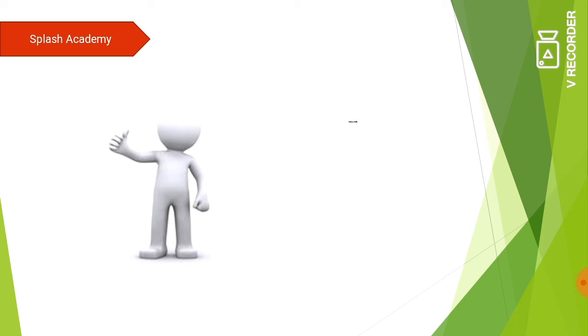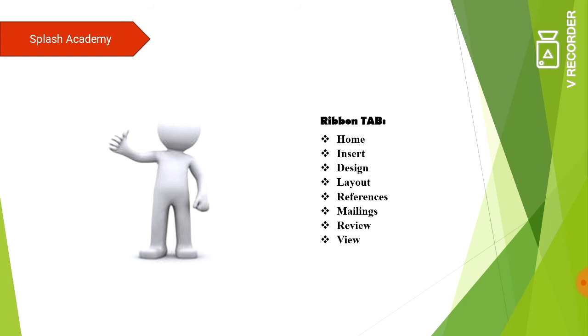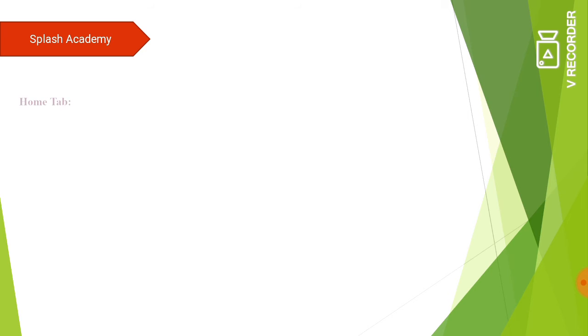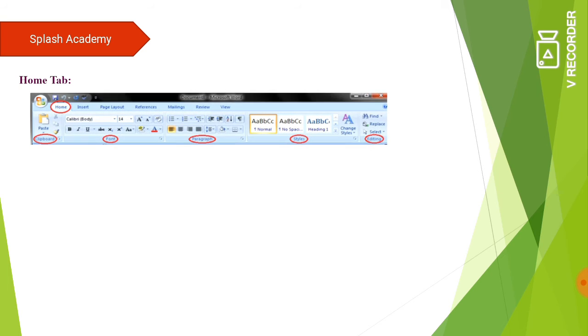So the highlighted part is known as the ribbon tab, and under the ribbon tab what options are given? Let us know once again. Under the ribbon tab, first comes home, insert, design, layout, references, mailing, review and view. These are the parts of the ribbon tab. Next, home tab.